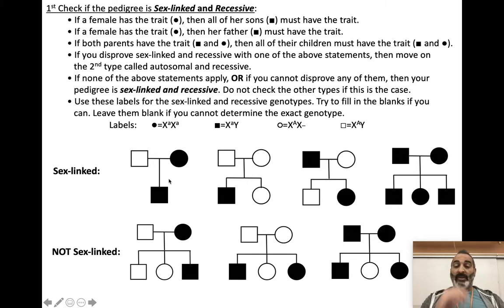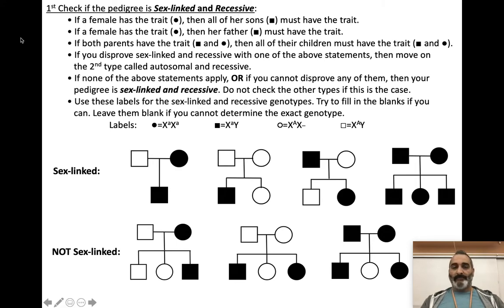Okay? Let's look at the one that doesn't work. Female has it. One son has it. One son doesn't have it. So if a female has it, all her sons must have it. This is not sex-linked. We've proven this one not sex-linked. So this one is not number one, and we would now look at number two. This one, we can't prove number one wrong. So guess what we have? We have number one. That's how it works. And number one is sex-linked and recessive.